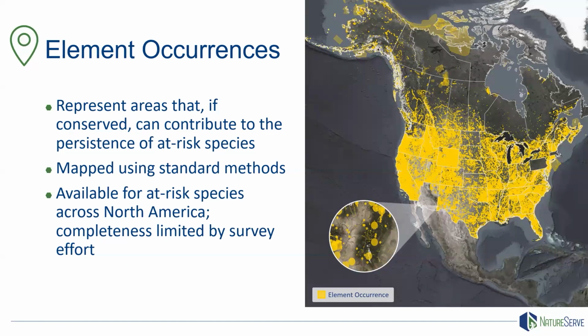Element occurrences are evaluated to include information about the condition or status of each location. Element occurrences are a unique concept developed by NatureServe that target areas that are, if conserved, contribute to the persistence of at-risk species. The characteristics of the element occurrence contribute to its quality and make it invaluable for informing conservation priorities and resource management decisions. We'll provide more information about the element occurrence in the next section of this module.